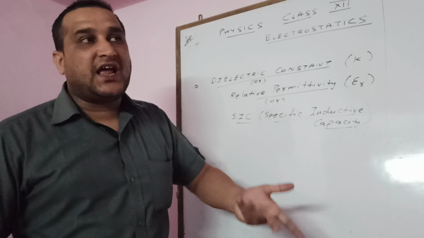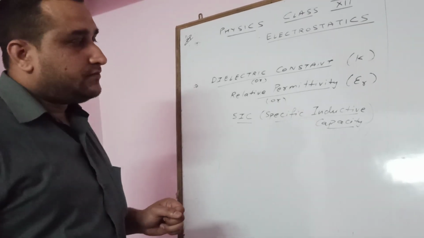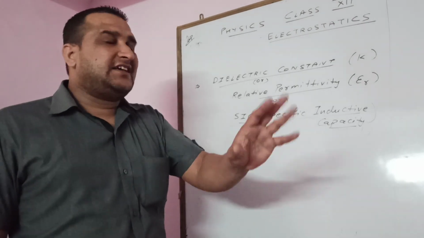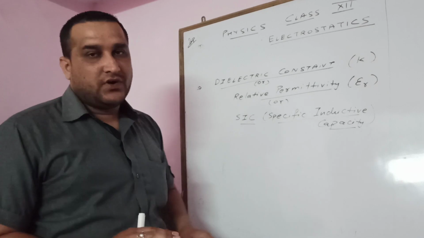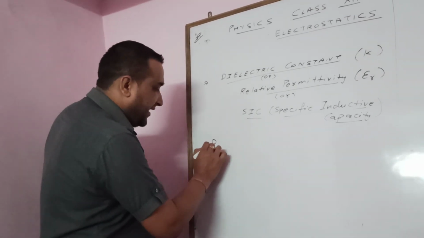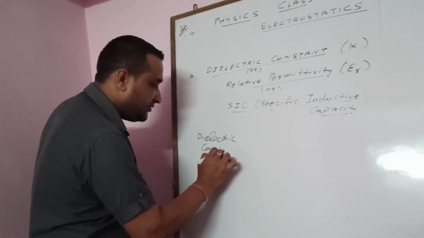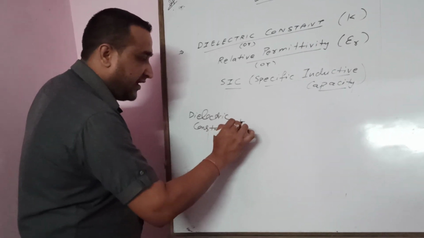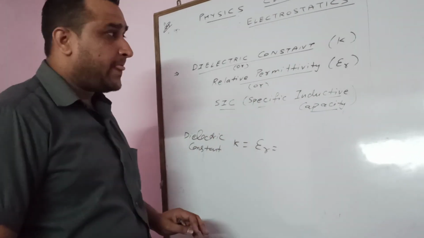It is a certain type of constant. And what is permittivity? First of all, I will simply explain that the dielectric constant K and relative permittivity are equal. The dielectric constant K is equal to epsilon r, that is the relative permittivity, both the same.